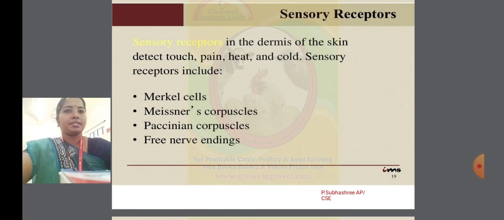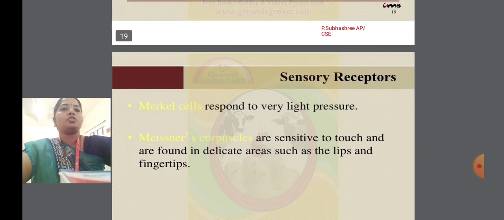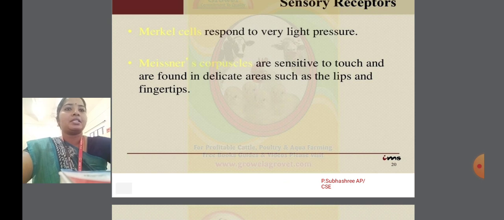Sensory receptors. Sensory receptors in the dermis of the skin detect touch, pain, heat and cold. Sensory receptors include Merkel cells, Meissner corpuscles, Pacinian corpuscles, free nerve endings. Merkel cells respond to very light pressure. Meissner's corpuscles are sensitive to touch and are found in delicate areas such as the lips and fingertips.